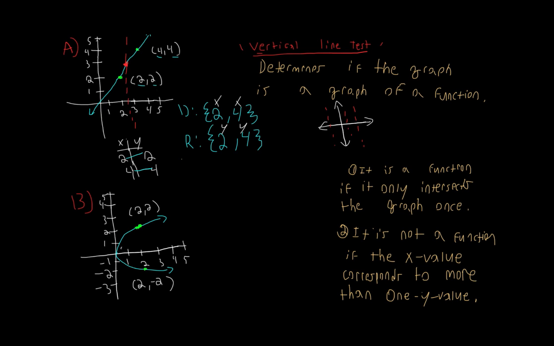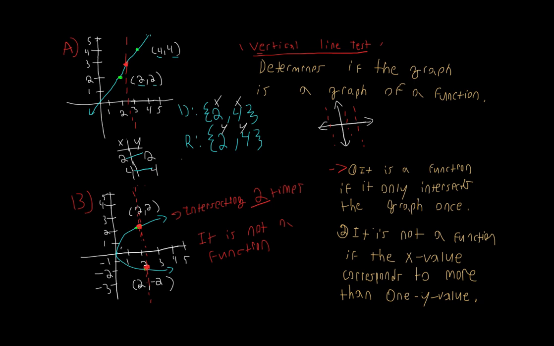Let's do example B. Let's do a vertical line test there. Okay, let's just throw it here. Let's just do it on the ordinates. So if I do the vertical line test, as you can see, it's intersecting twice. It's intersecting the graph 2 times. And look at over here at number 1. It is a function if it only intersects the graph once, but it's intersecting 2 times. Therefore, it is not a function. The graph is not a graph of a function.